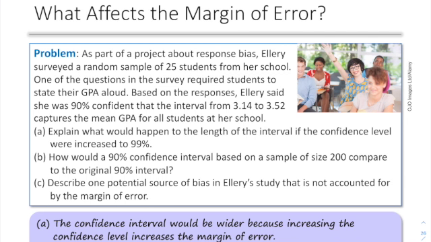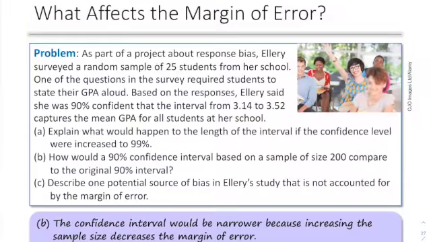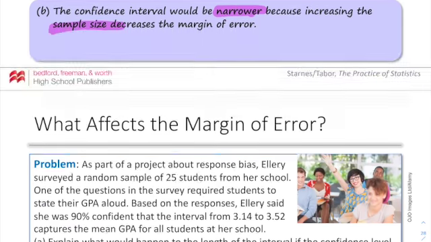Well, for A, the confidence interval will be wider because you're increasing the confidence level, which increases the margin of error. For part B, the confidence interval would be narrower because increasing the sample size decreases the margin of error.